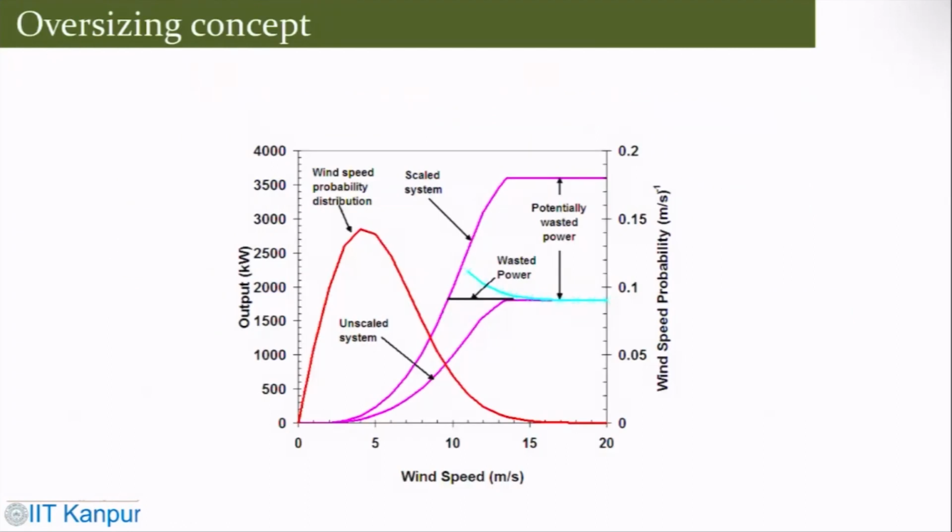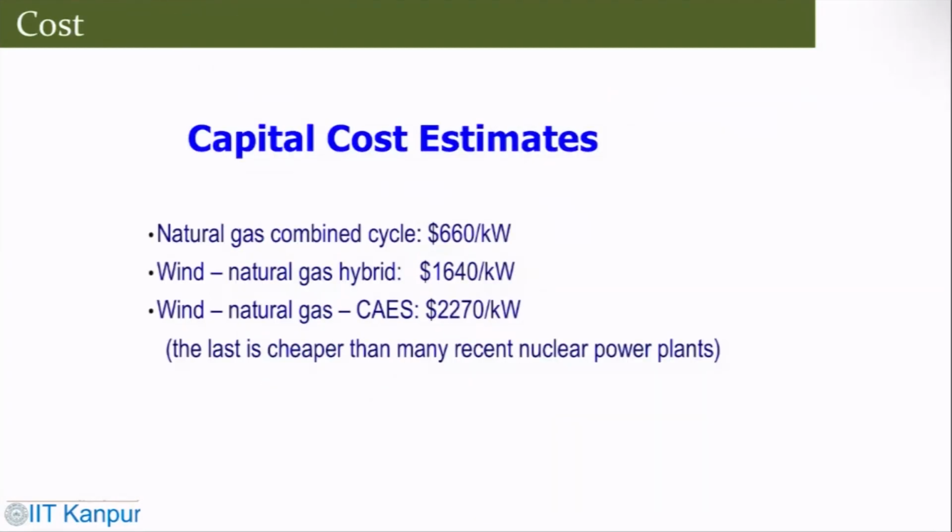So if you see this oversizing concept, this is varying with the wind speed, this is the output in kilowatt, this is the wind speed probability. So here is the wasted power, potential wasted power. This is the scale system, wind speed probability distribution. So all these things, if you put together, then you can have a nice picture.